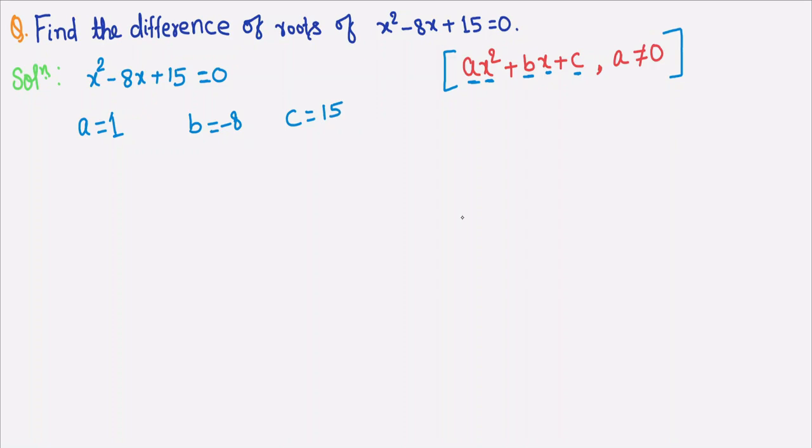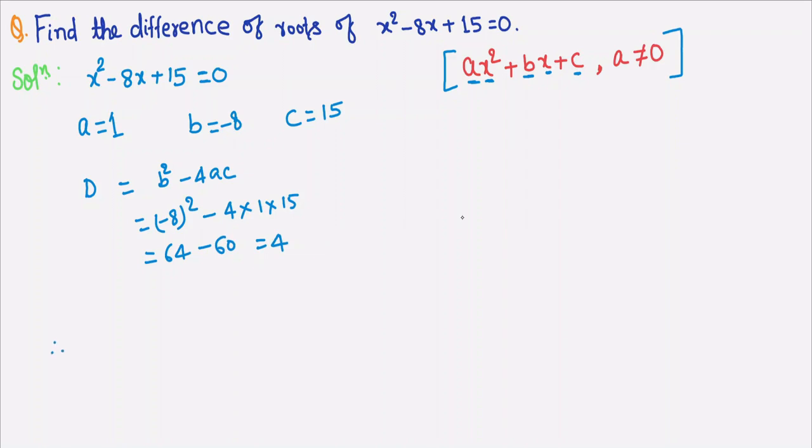So what will be the discriminant? Discriminant is b square minus 4ac. What is b? Minus 8, when you make it square, minus 4 into a, which is 1, and c is 15. When you solve this, 8 square will give you 64, minus will become plus minus 60, and this comes out to be 4.